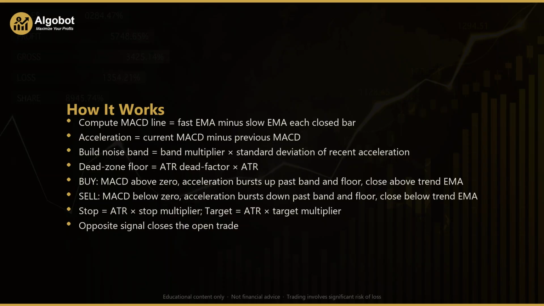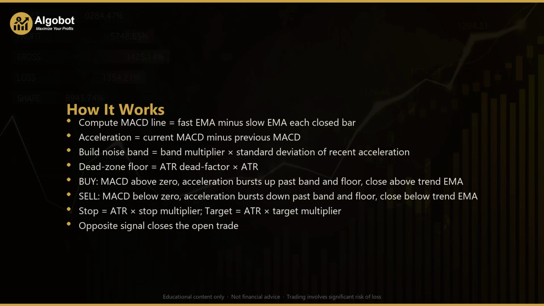The expert advisor acts once per freshly closed bar, so it isn't reacting to every tick. On each new bar, it first calculates the MACD line as the fast EMA minus the slow EMA. It then measures acceleration as the current MACD value minus the value on the previous bar. That single number is the heart of the whole system.